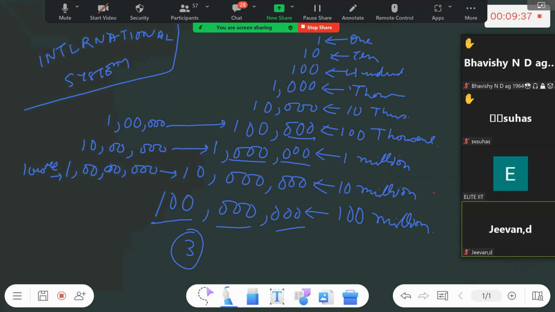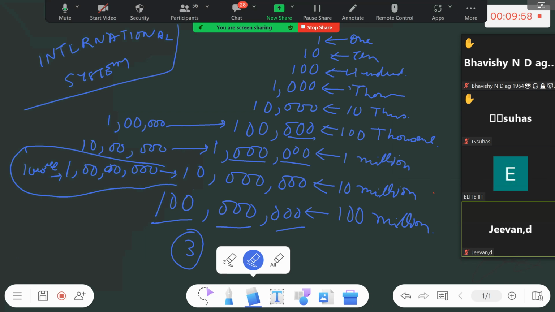There might be a question: how much is 1 crore in the international system? You can say 10 million. But I'll show you how to write 10 million instead of writing the entire thing. You don't need to write so much. So these are your systems, your Indian system and international system, right?